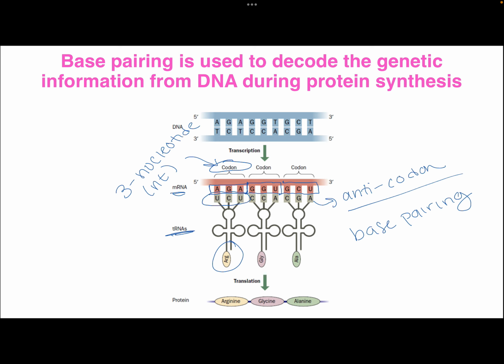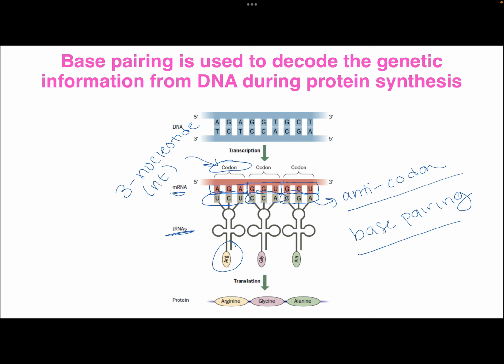What has to happen is that the correct anticodon that has the right base pairing has to match up with the codon on the mRNA. When that correct anticodon matches up with the codon, it brings the correct amino acid to the ribosome. That correct amino acid can then be added to the growing peptide chain, and we have protein synthesis occurring. So this is again all driven by the correct base pairing interactions.